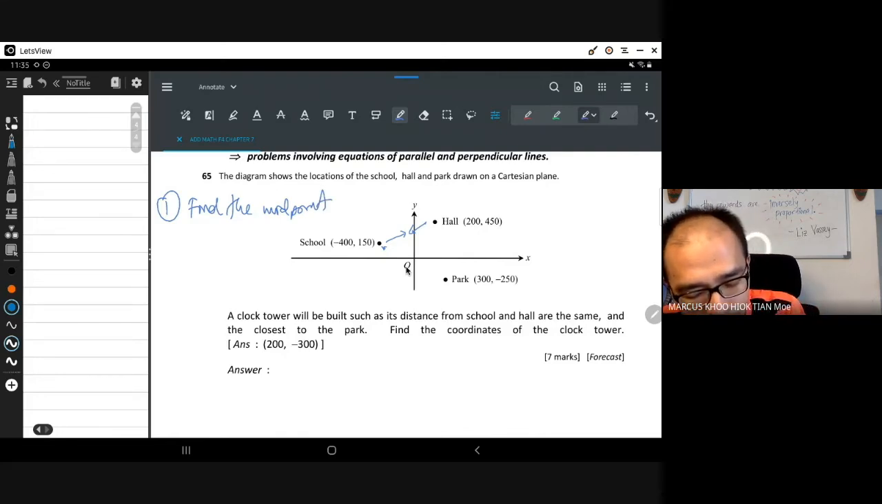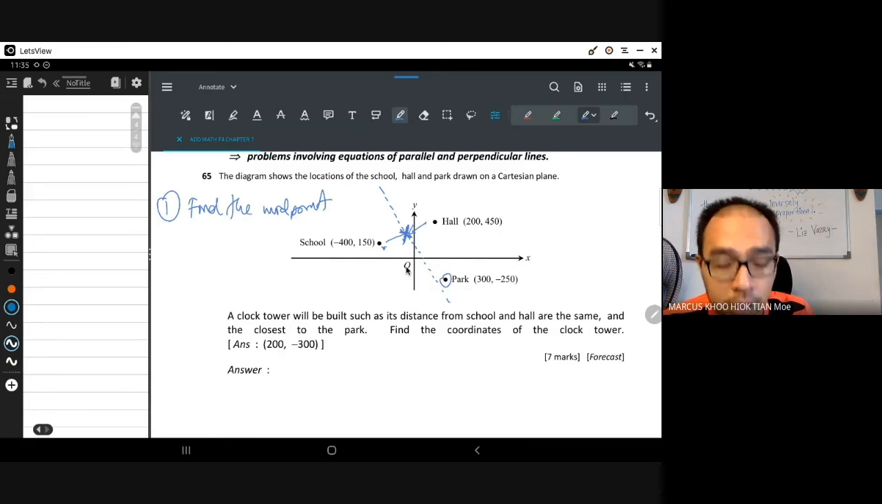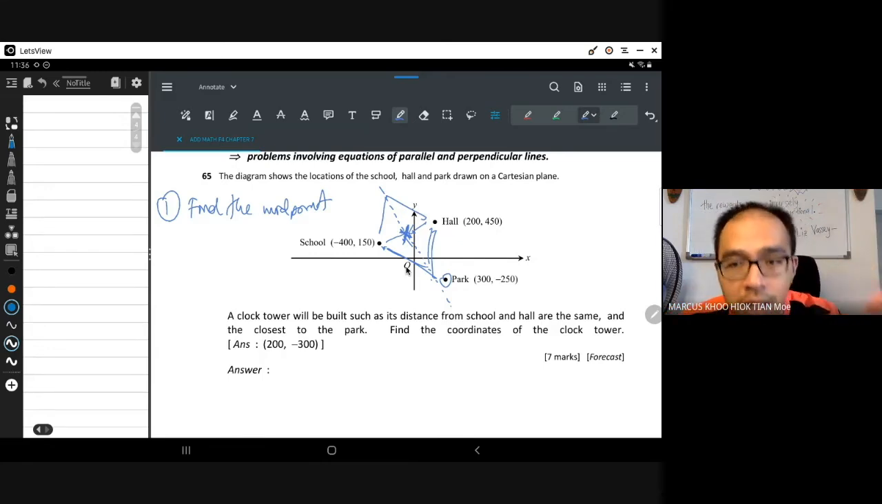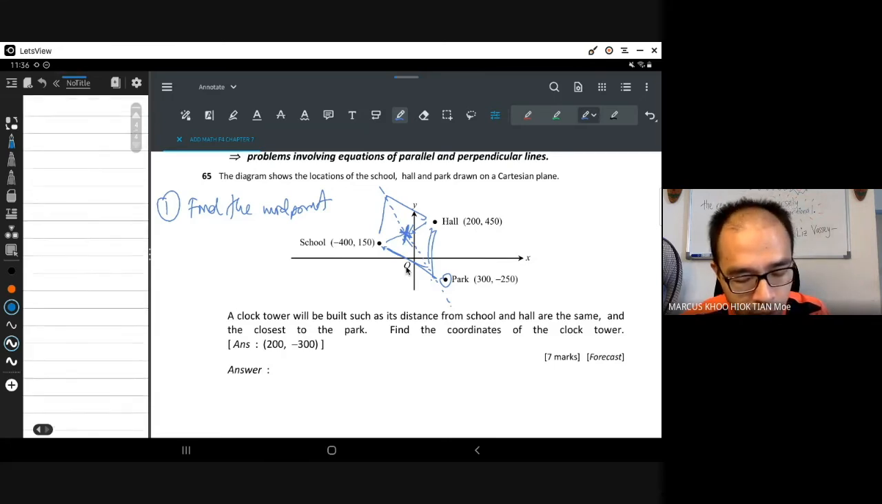Because, let's say the midpoint, then the clock is here, right? But it can be anywhere along this line, as long as this is nearest to the park. Because anywhere along the midpoint line is always the same distance from the school to the hall, whether it's here or here. So no matter what, we still have to find the midpoint first. Can you find the midpoint and tell me what is the value, please?